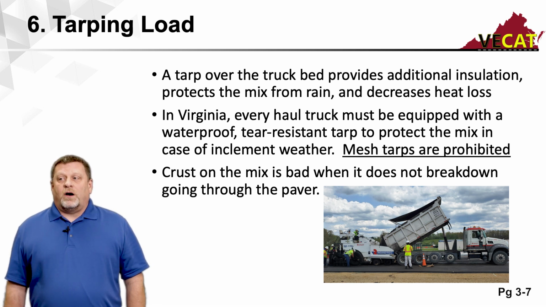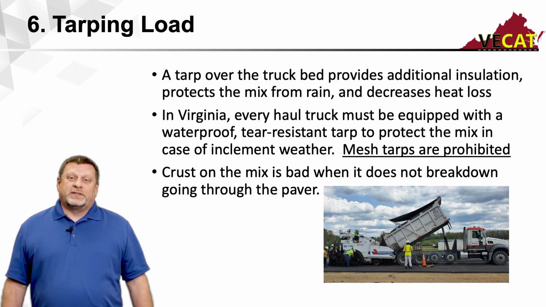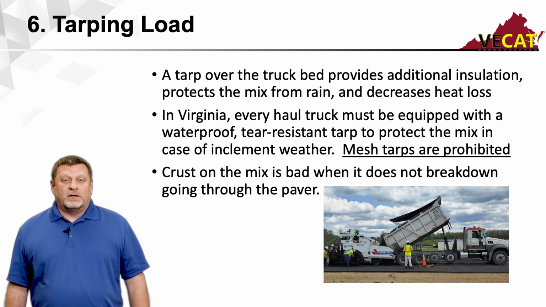Virginia requires that all loads of asphalt, or anything hauled on a highway, be tarped. When it comes to a load of asphalt, it has to be a solid tarp that is waterproof and tear resistant. This will help protect it from any kind of rain. We don't pave much in the rain, but we do have surprise storms that can really cool the mix off a lot. Mesh tarps that you will see used on some aggregate loads are not allowed to be used on asphalt for that reason.